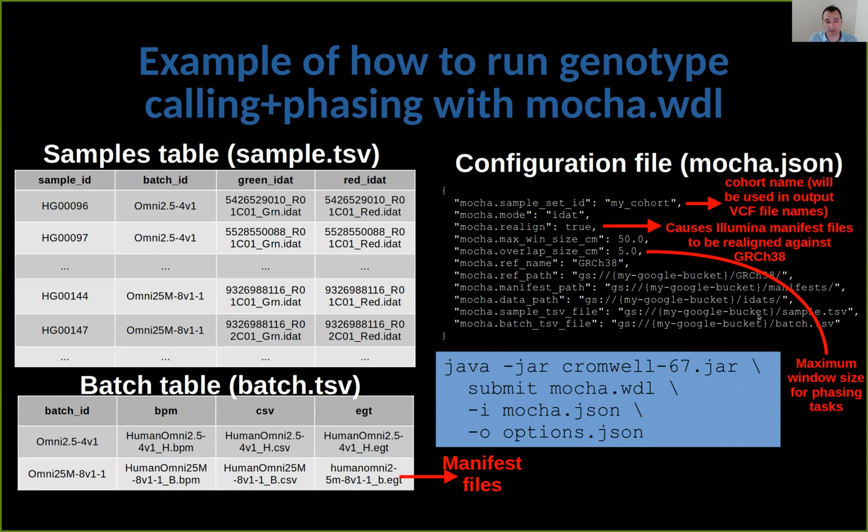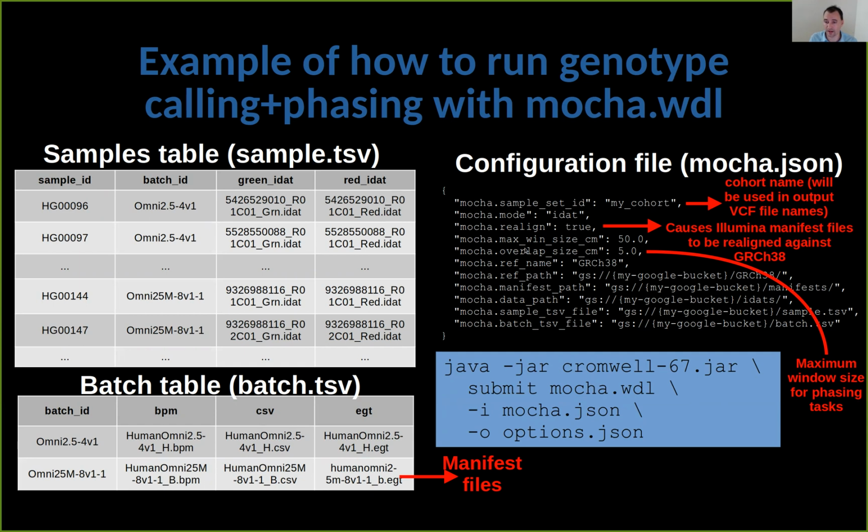So this is an example of what the input for a run is going to look like. Here we have a sample table. Each row is a sample. Here we have a batch table on the bottom left where each row is a batch. And for each sample, we have to define which batch it belongs to and which green and red IDAT file it corresponds to. And for each batch, we have to define the 3 different manifest files from Illumina, which are the BPM, CSV, and EGT, which inform the software about which variants have been tested and about what the clusters for each genotype look like.